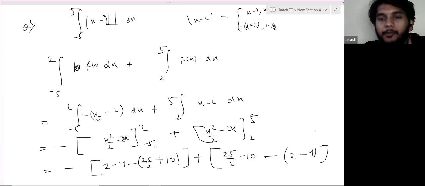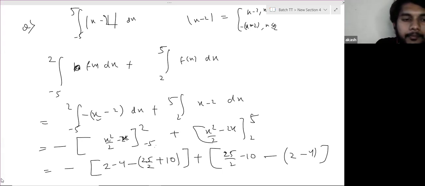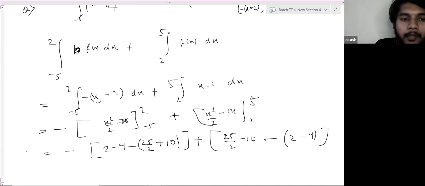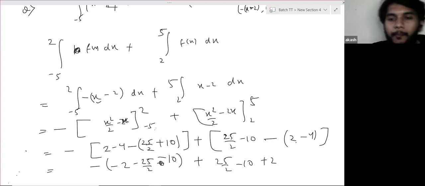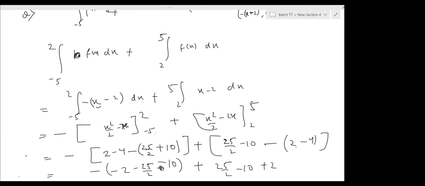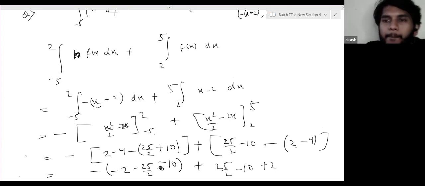All right, everything okay till now? So this is 2 minus 4. So minus 2, minus 25 by 2, plus, sorry, minus this. And with a negative sign plus 25 by 2 minus this is plus 2. All right, so just add them together, you'll get the answer. I added, but I got 9.